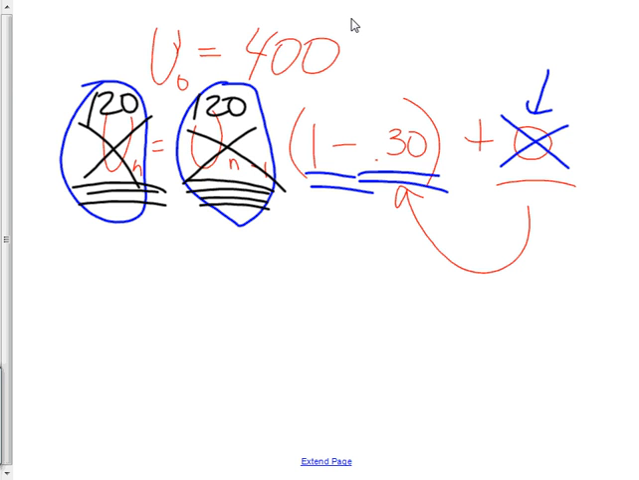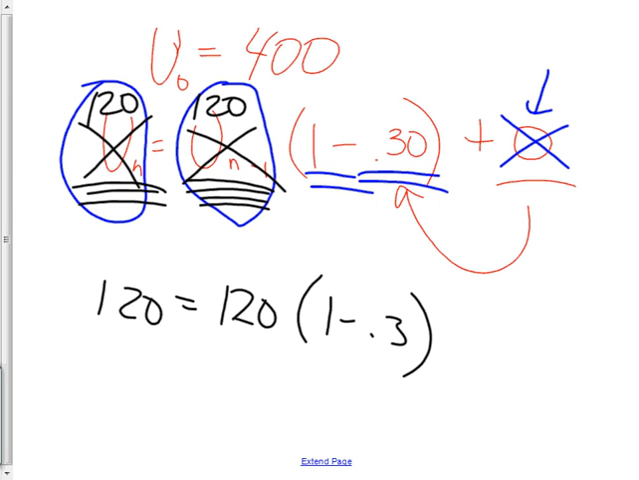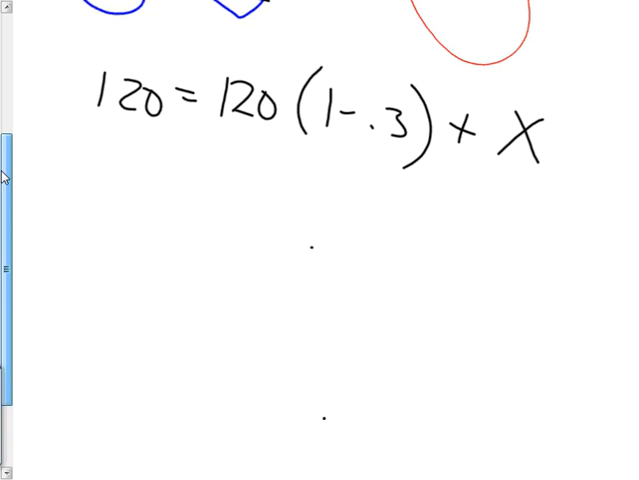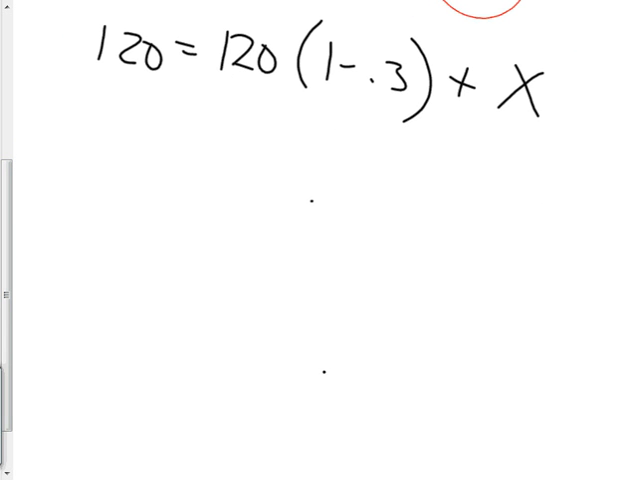What do I have when I clean this up? I have 120 equals 120 times 1 minus 0.3. Could I say 0.7? Yes. Plus, I don't know what? X. Then you solve for X, gentlemen. Focus, focus. Now I have to solve that for X. What I want you to do right now is just focus on that. You're in higher algebra, for Pete's sakes. That is a simple algebra equation. Solve it. Use your calculator.